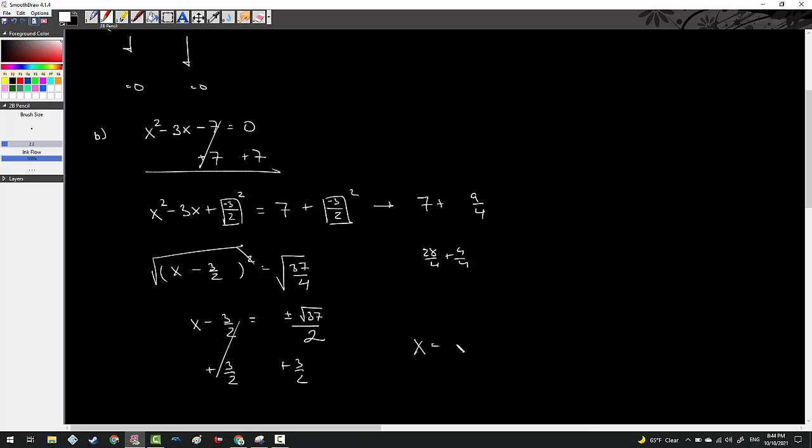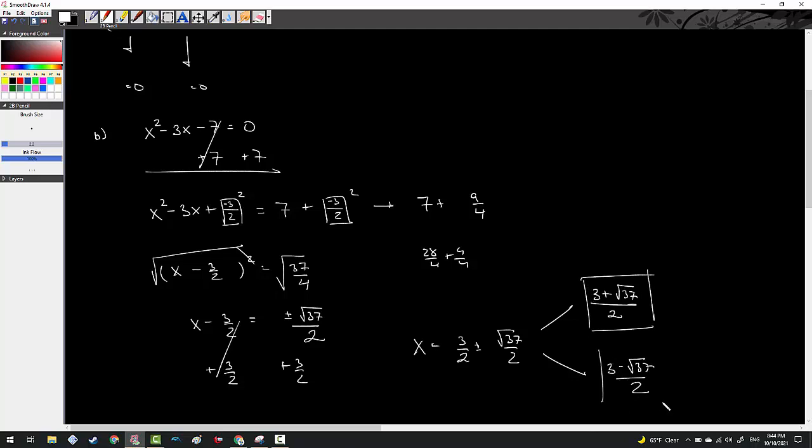So I've got x equals 3 over 2 plus or minus the square root of 37 over 2. Now, because I have the same denominator, I'm going to do two things at the same time. I'm going to split my answers apart, and I'm going to combine my numerators together over a singular denominator. So what I really have is 3 plus root 37 all over 2, and 3 minus root 37 all over 2. And those are the two answers right there for our values of x.